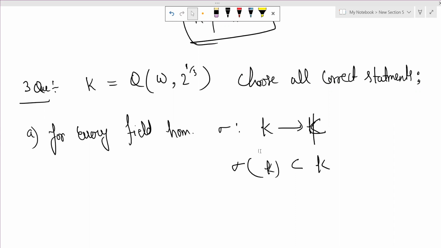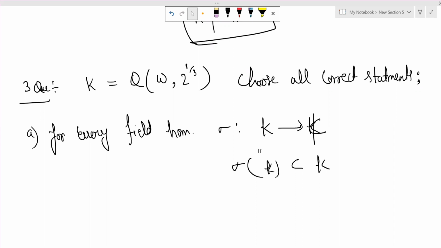2 to the power 1 by 3, its inverse. What does its inverse mean? Its inverse is 1 over 2 to the power 1 by 3. What is the meaning of that? First of all, you don't know the statement on the basis of which you should answer. You should know that statement, right?